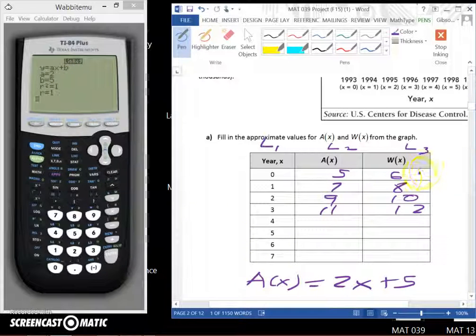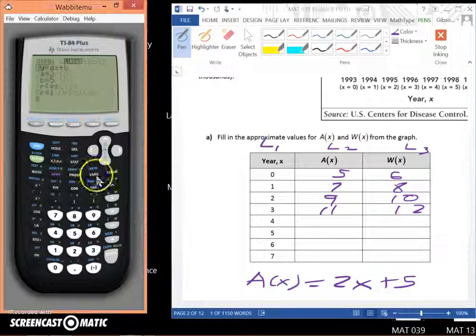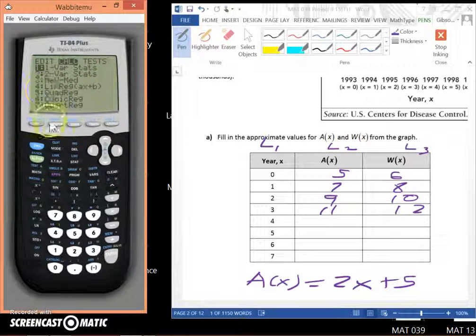Okay, now we want to do W of x, which deals with the L3. The one thing that's not going to change is this L1. The L1 is still going to be your x. So you did L1 and L2, now you're going to have to do L1 and L3. So we go back to Stat. We go to Calculate. We will press the number 4. Now L1 for the X list will be the same. Now L2 we need to change to L3.